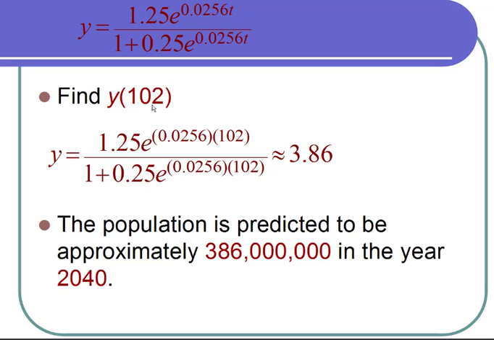We just plug in 102 in for t, and I drop that into a calculator, and what I get is 3.86. Remember, those are in hundreds of millions. So we could say the population of the United States is predicted to be approximately 386 million in the year 2040. And we finished the problem.